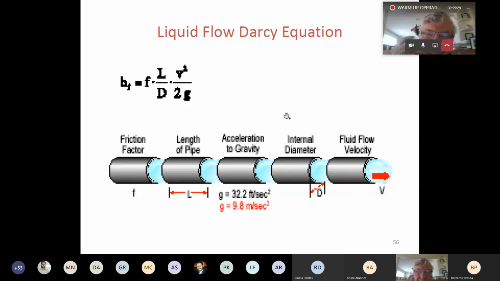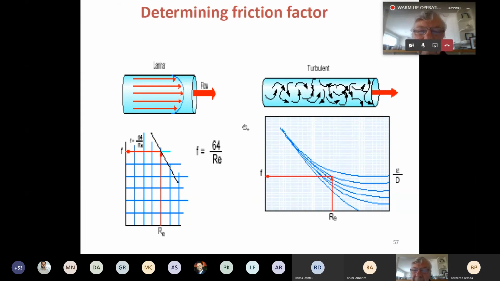I've tried to put out the different elements there, the 5 components, that show friction factor, length of pipe, acceleration due to gravity, the internal diameter, and the fluid flow. We'll go to 57, and you'll see again that for liquids pipelines, we're moving in either the laminar regime or the turbulent regime. We've got to be very, very careful when we batch pipelines.